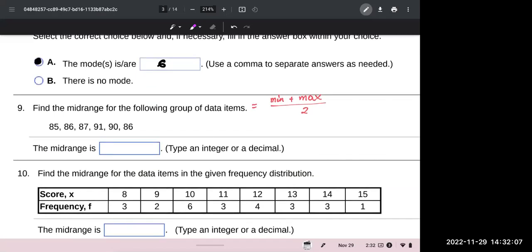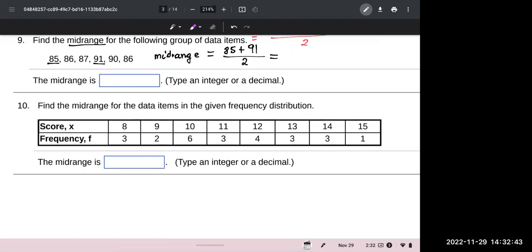Next one, number 9, you have to find the mid-range. So here you have the mid-range formula: minimum plus maximum divided by 2. In our case, to calculate that mid-range, I'm going to find the smallest number, which is 85, plus the largest number, which is 91, and I will divide it by 2. And of course, you will just calculate that.